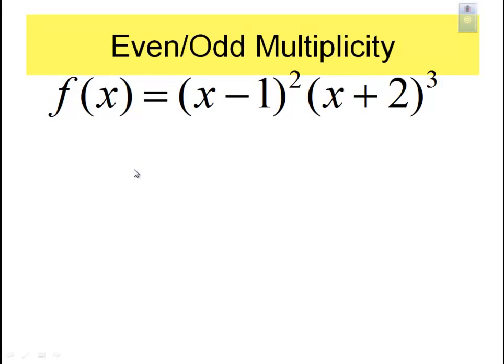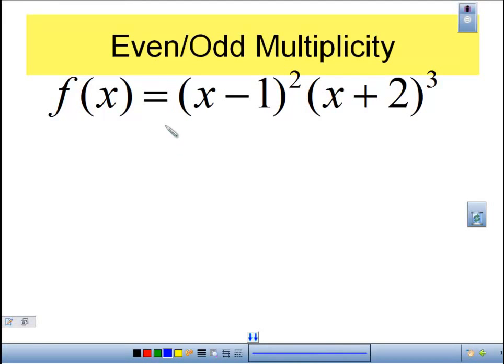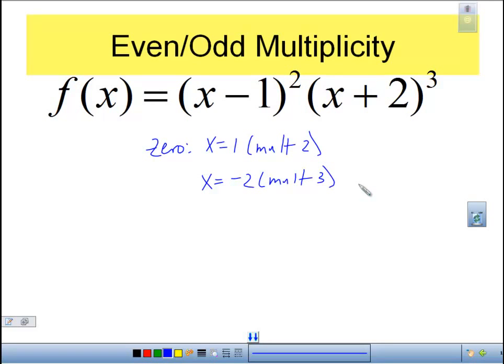Remember that we also talked about even multiplicity. If it has an even multiplicity, we know that the graph is going to go back in the direction it came from. So in this case, I have a 0 at x equals 1. Because it has a multiplicity of 2, it's going to go back in the direction that it came from. When we have an odd multiplicity, like at x equals negative 2 with a multiplicity of 3, we know it's going to cross through the x-axis at that point.